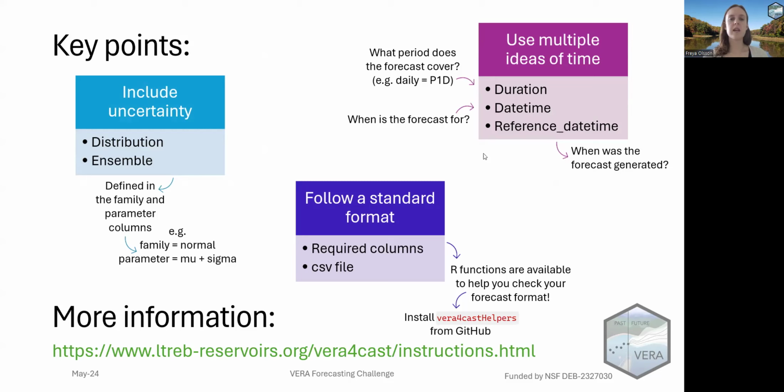This is because the same date that is being forecasted can be forecasted on multiple days. So a forecast that is generated today for a week in the future will have the same date time as a forecast produced next week for the following day, but with a different reference date time.